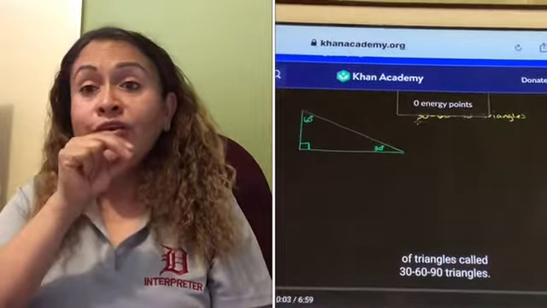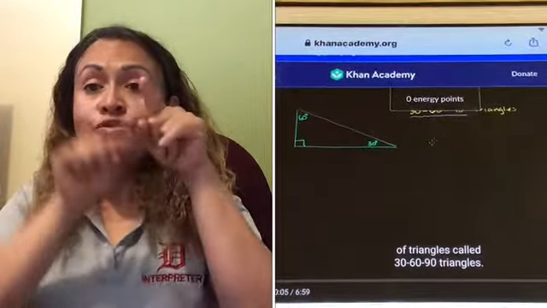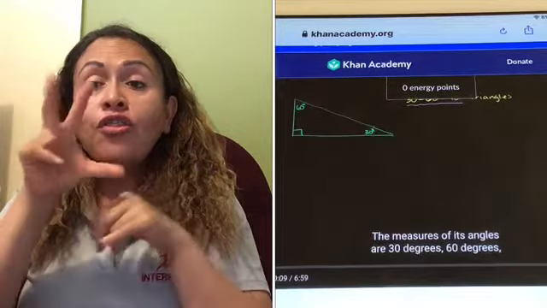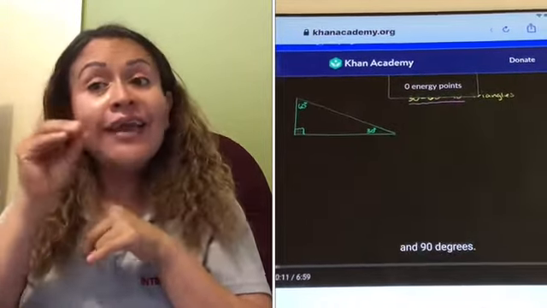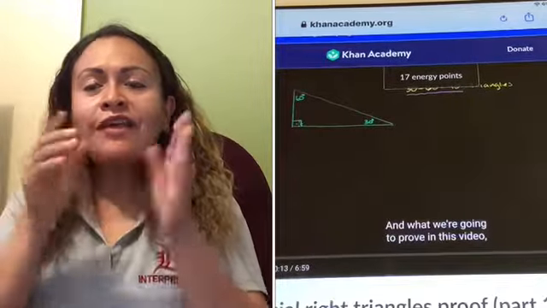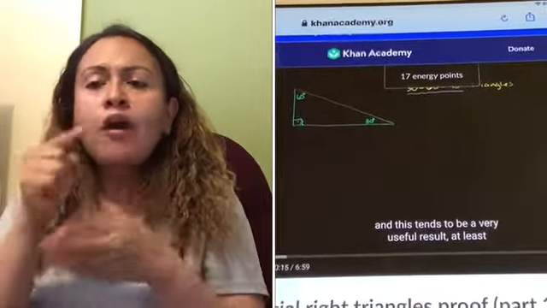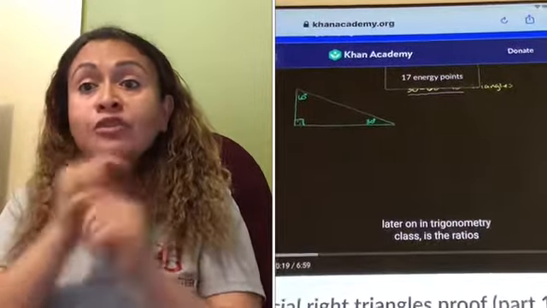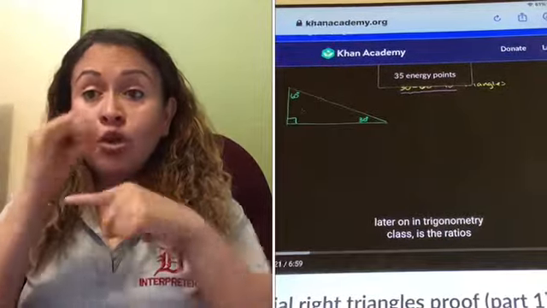60, 90 triangles, and I think you know why they're called this. The measures of its angles are 30 degrees, 60 degrees, and 90 degrees. And what we're going to prove in this video, this tends to be a very useful result, at least for a lot of what you see in a geometry class and then later on in a trigonometry class, is the ratios between the sides of a 30, 60, 90 triangle.